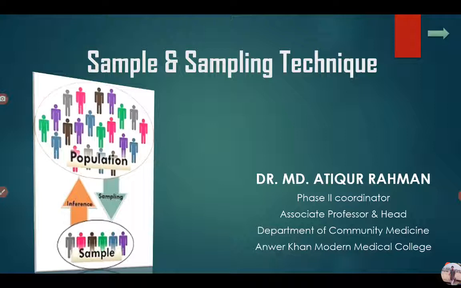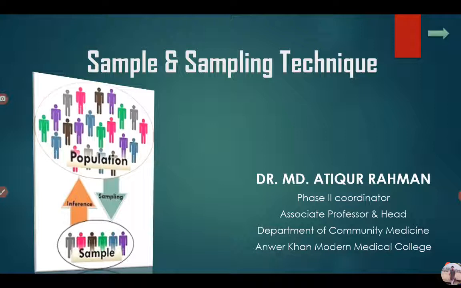I am Dr. Atikur Rahman, going to present my topic on sample and sampling technique. I am working as an associate professor and head of the Department of Community Medicine of Anwarkhan Model Medical College, and I am also holding the charge of Phase 2 coordinator. I will try my best to give you a clear idea about the sample and sampling technique.